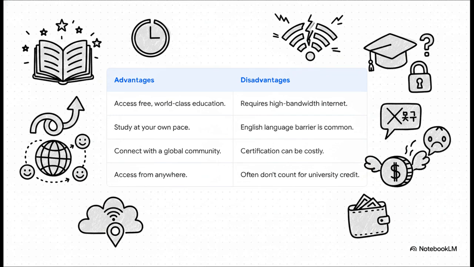But the barriers are also very real. You need a rock-solid internet connection. A lot of the best courses have an English language barrier. Getting that certificate can be expensive, and here's the big one. They almost never count as official credit towards a university degree. It's an incredibly powerful system, but it's not perfect.